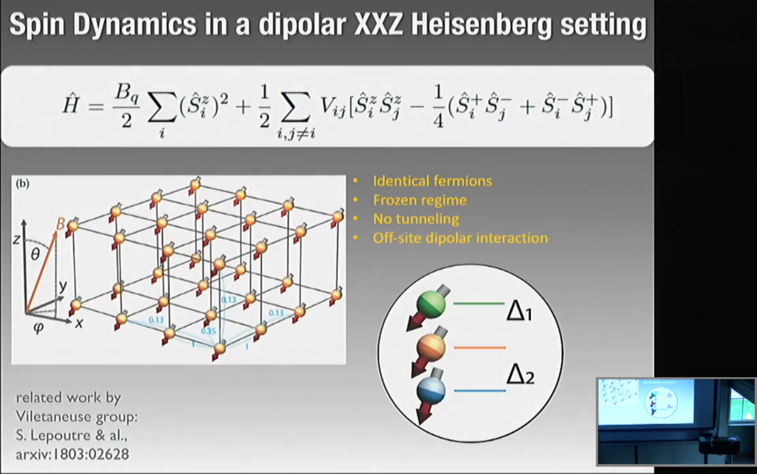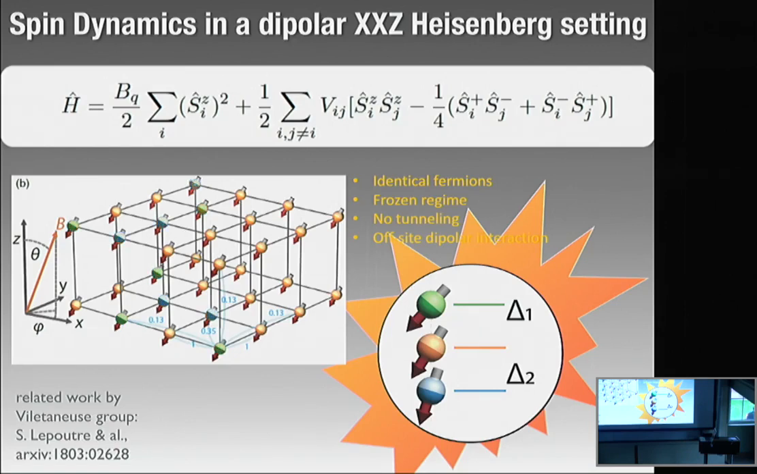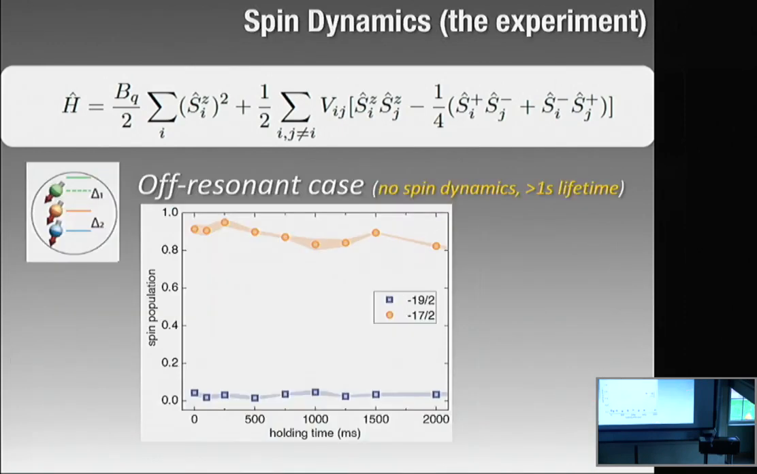Now we are off resonance. When I put my quadratic term on in such a way that the states are on resonance, some dynamics start, and you have a propagation of spin excitation into the system. That's what we want to study, and this is what we study. This is the off-resonant case. Here you see that we prepare all the atoms in the second to last state. So this is the ground state, and this is the next one, 17.5. We prepare all our atoms here in a 3D lattice, and we see a very long lifetime. This is a scale; this is 2 seconds.